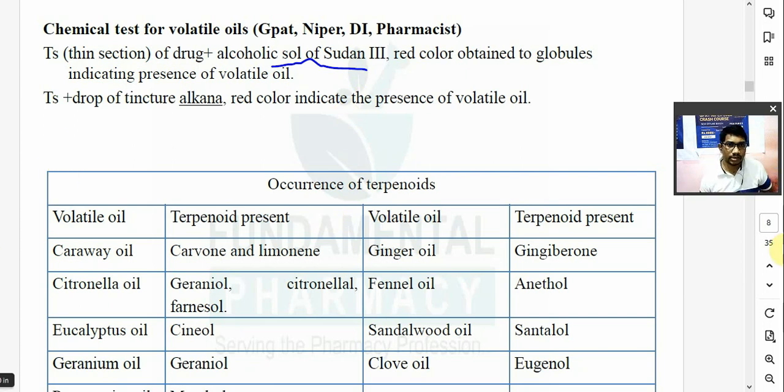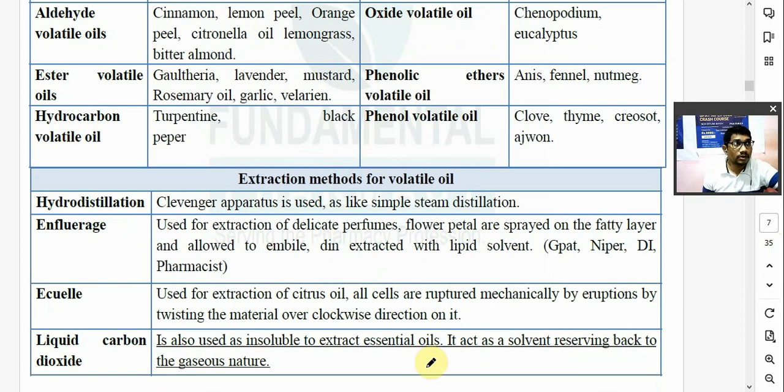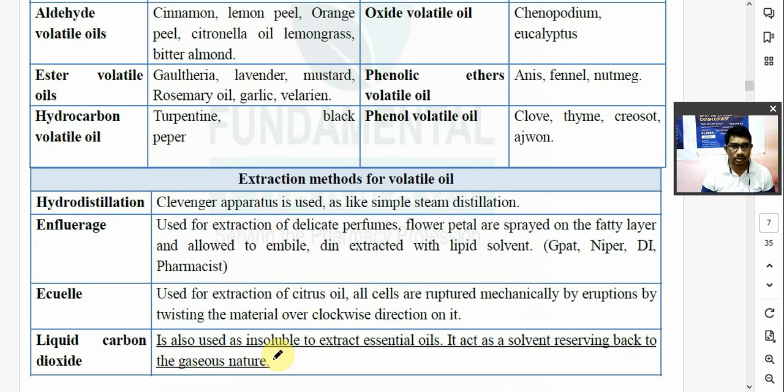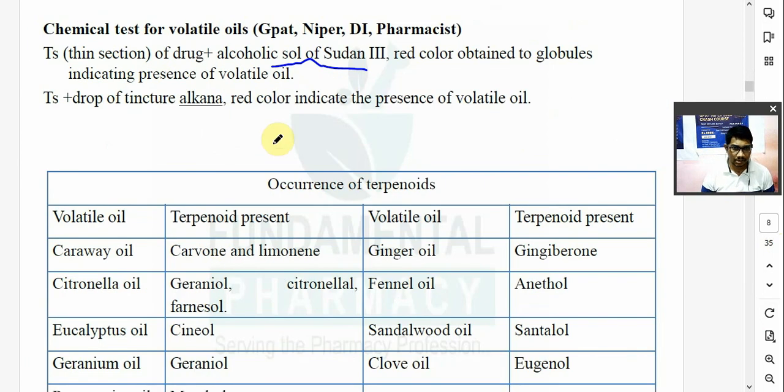We have also seen the occurrence of terpenoids, and today we are going to see the terpenoidal drugs. So this chemical test you have to remember: terpenoids or volatile oil, when you treat it with the alcoholic solution of Sudan red, you are going to get red colored oil globules. That is due to the presence of volatile oil.